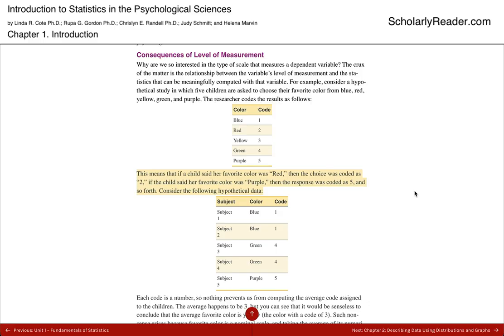For each subject, we see what their favorite color was and how it was coded. For example, for subjects 1 and 2, their favorite colors were blue, so that was coded as 1. For subjects 3 and 4, their color was green, that was coded as 4, and for subject 5, their favorite color was purple, and that was coded as 5.